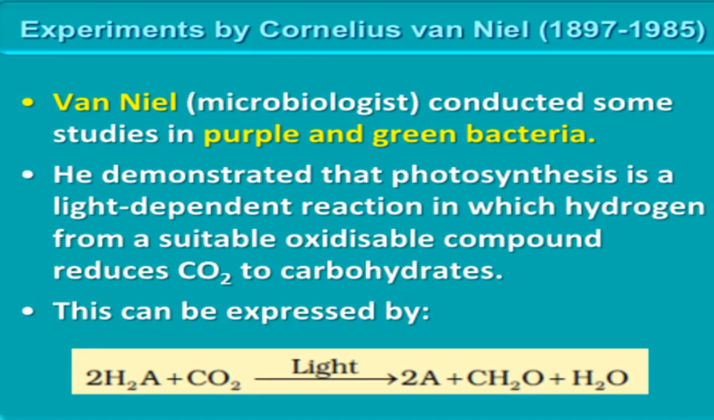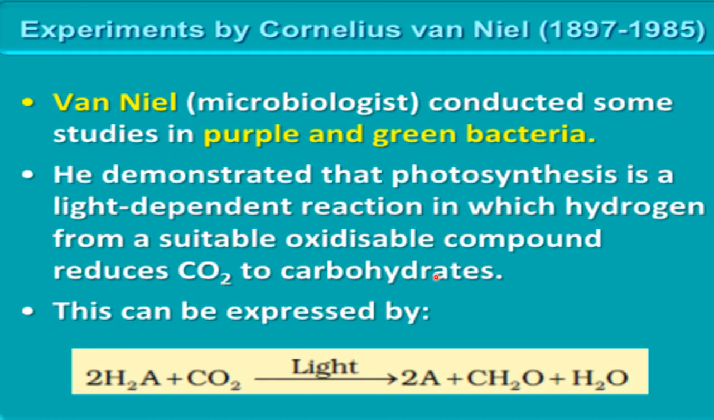Now one more experiment is there which was done by Cornelius van Niel, 1897 to 1985. Van Niel was a microbiologist. He conducted some studies in purple and green bacteria. He demonstrated that photosynthesis is a light dependent reaction, means it uses the sunlight, in which hydrogen from a suitable oxidizable compound reduces carbon dioxide to carbohydrates.